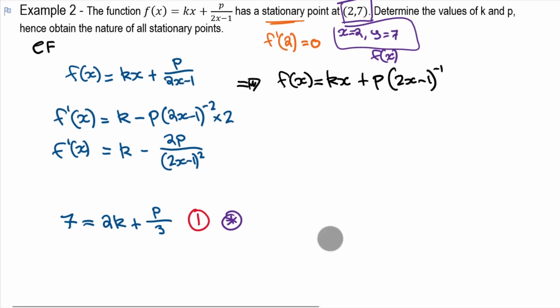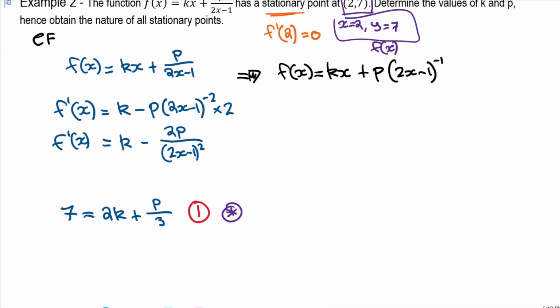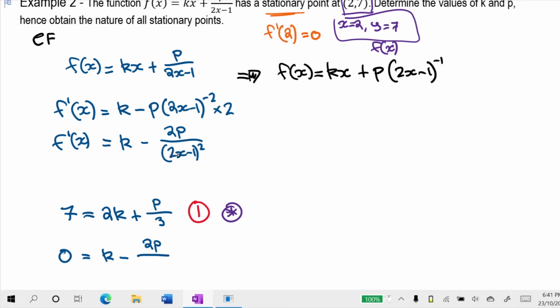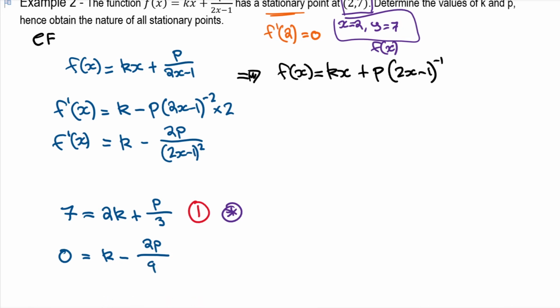I can get a second equation by using my derivative. I know that the derivative is 0 when x is equal to 2. So I've got k minus 2p over, and that x value is 2, so I've got 2 times 2, which is 4, minus 1 is 3, and 3 squared is 9. So I've got a second equation here by using my stationary point bit of information. So I've got 2 equations to solve and 2 unknown values. So I'm going to get to it.